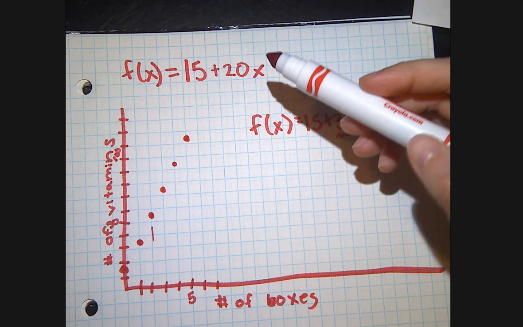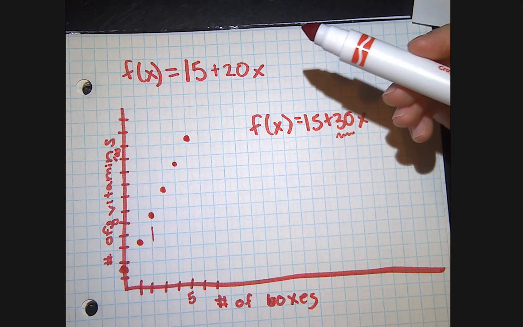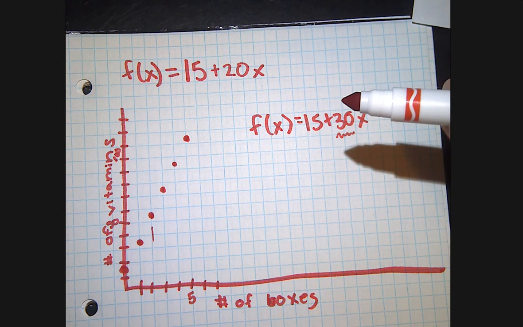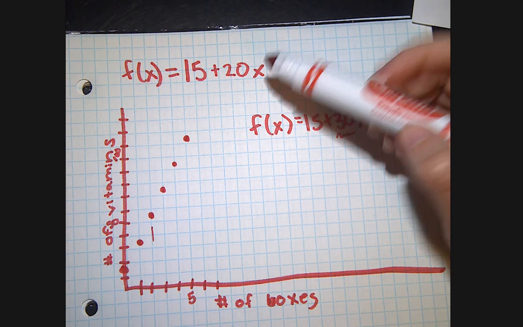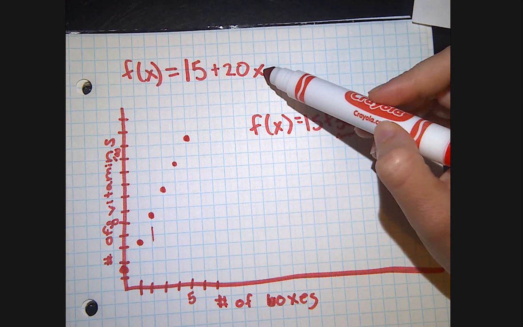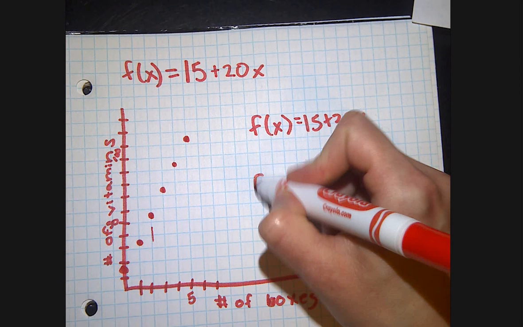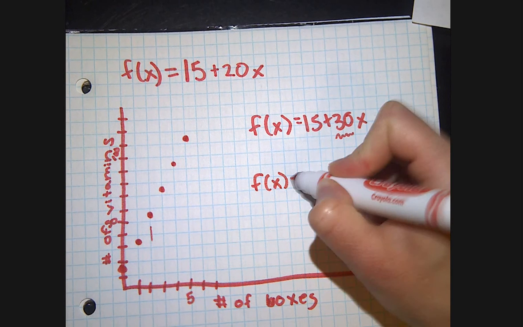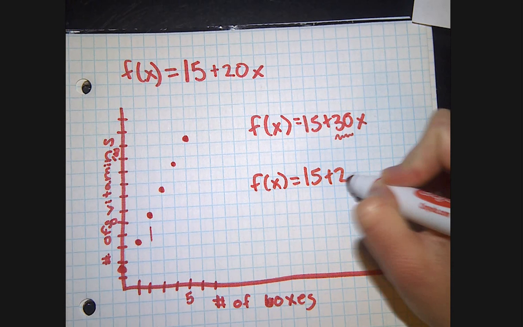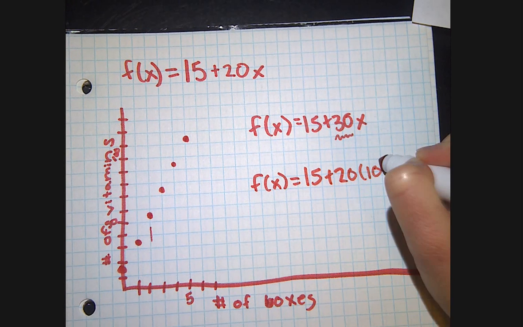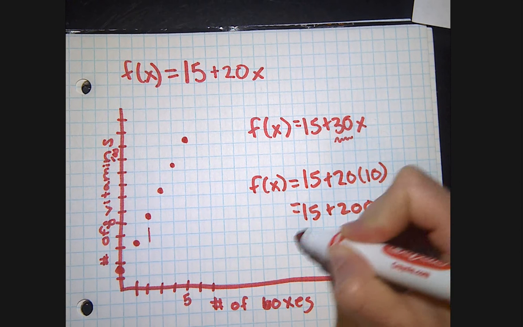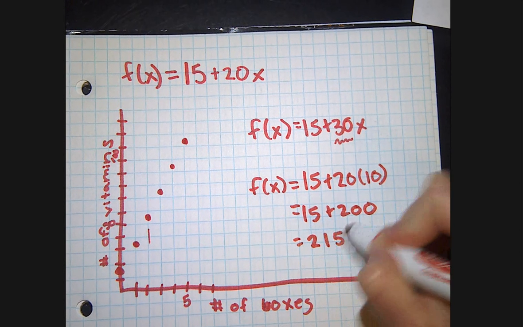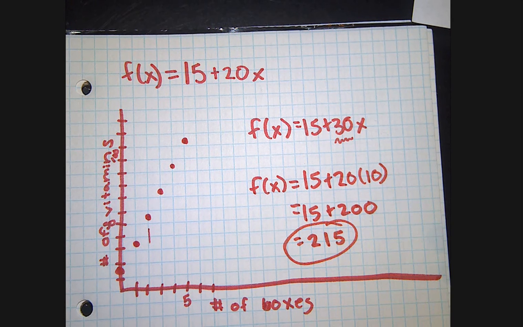And then it says, how many vitamins are in the store after 10 boxes are shipped? To figure that out, I would just put 10 in for x, so you would do f of x equals 15 plus 20 times 10. So you would have 15 plus 200. That's 215. So you should have had 215 for your answer there. So let's look at another one.